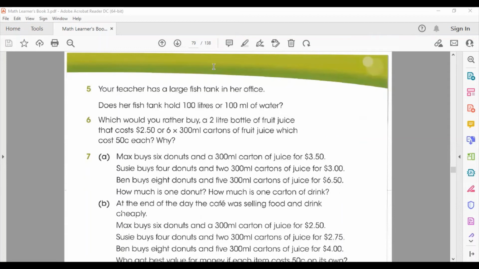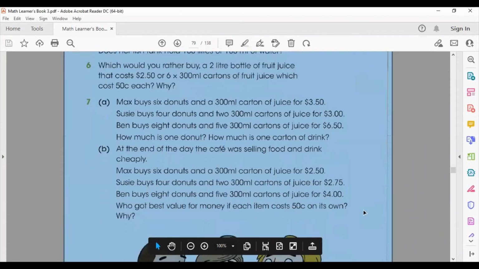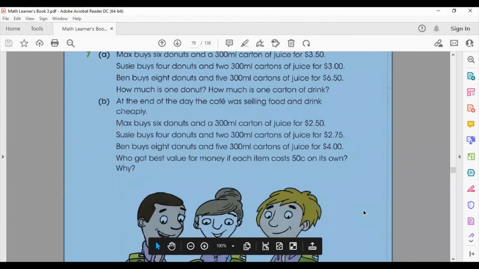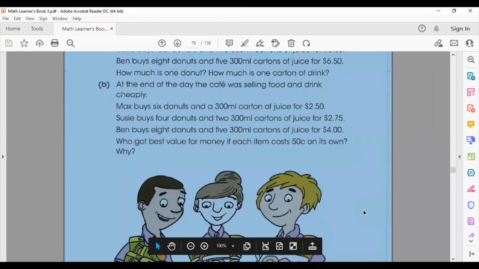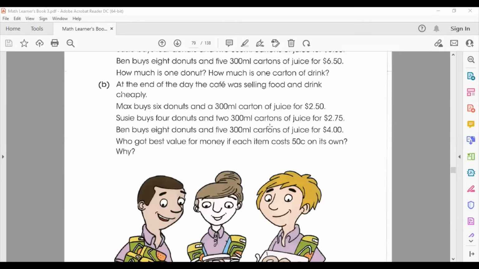The next question. Question number 7. At the end of the day, the cafe was selling food and drink cheaply. Max buys 6 donuts and a 300 ml carton of juice for $2.50. Susie buys 4 donuts and this is the same as this one. Both questions have the same answer.